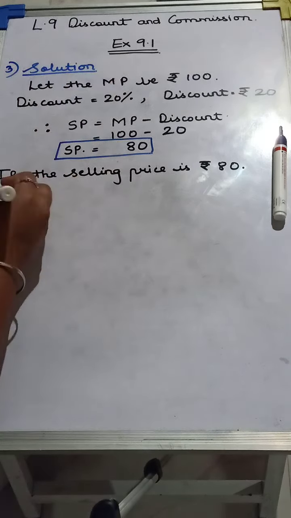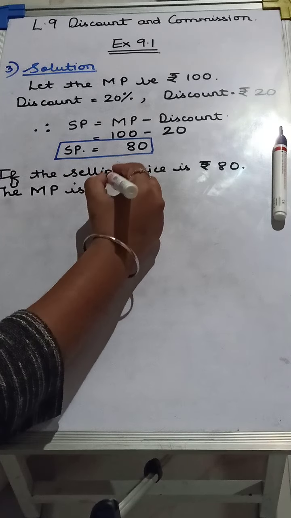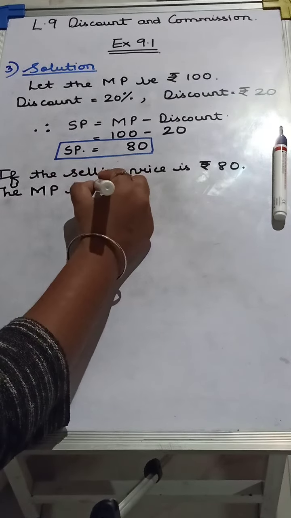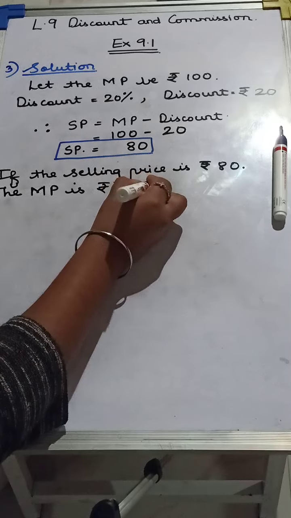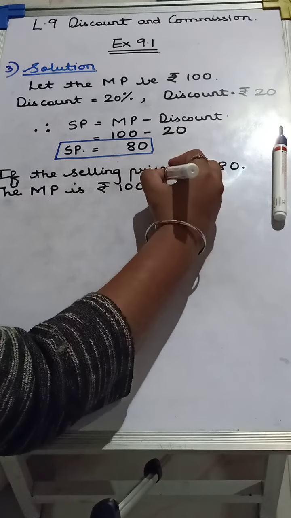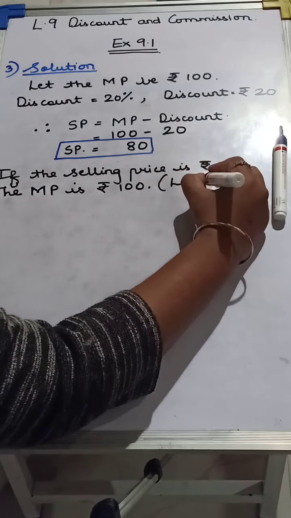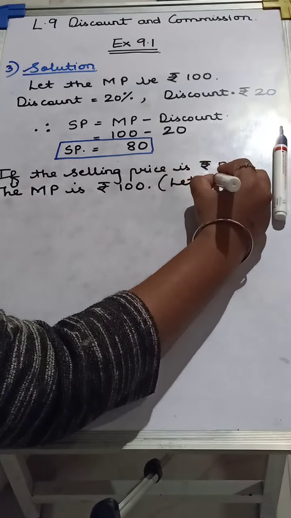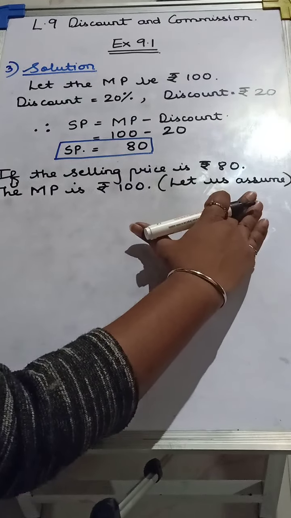So you will write here the marked price, MP. How much is the MP? Rupees 100. So MP is rupees 100. This is what we have assumed. If you want, you can write in the bracket, let us assume. So let us assume that our marked price is rupees 100. So our selling price is rupees 80. Now this is what we have assumed. Till here is all that we have assumed.